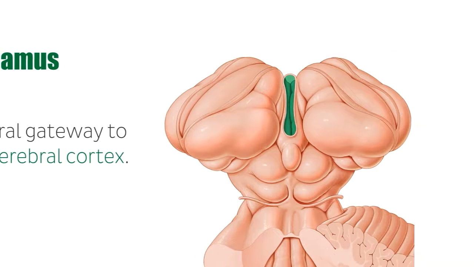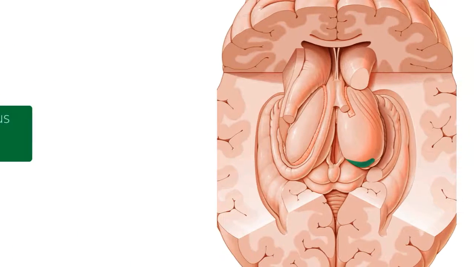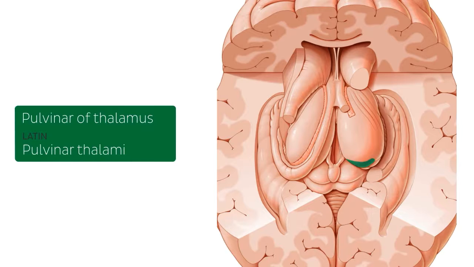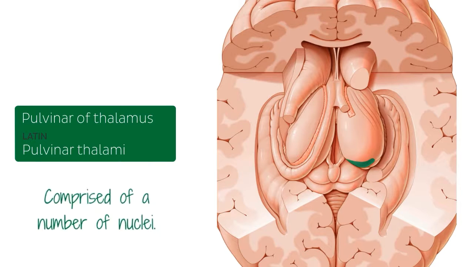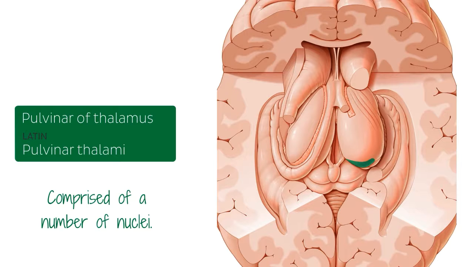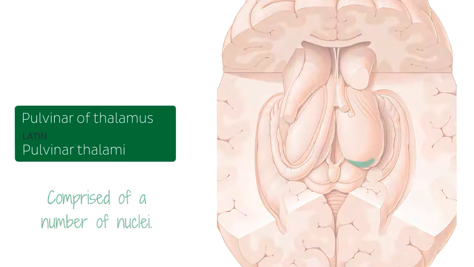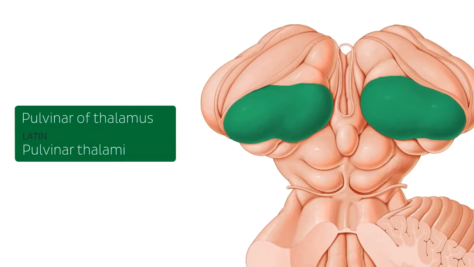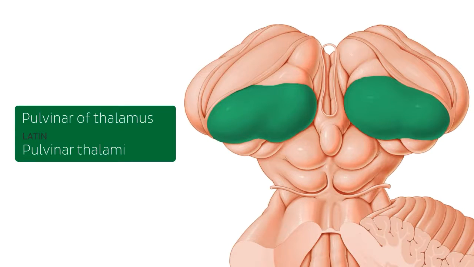The next structure we're going to be seeing here highlighted is known as the pulvinar of the thalamus, which is comprised of a number of nuclei. It is located at the caudal third of the thalamus. The pulvinar, which you can see here from the posterior view, with the cerebral cortices removed, does not receive extrathalamic input and must therefore be viewed as an integration nucleus.